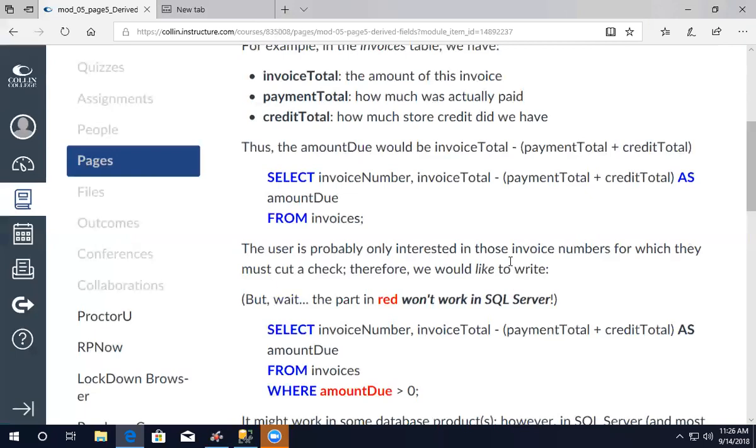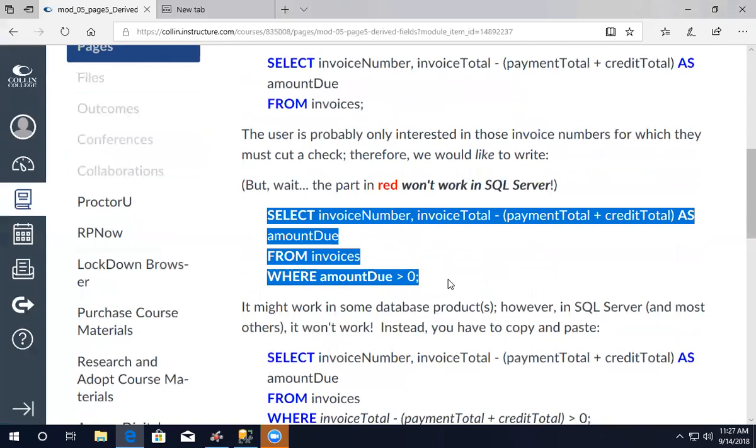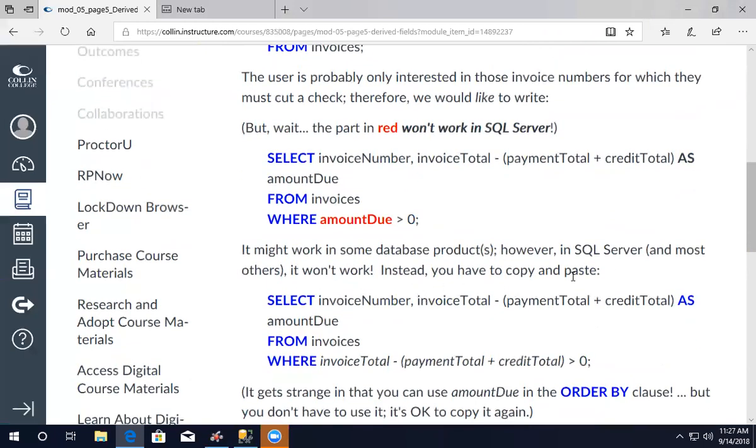Therefore, we would like to write this. And it makes sense that you would like to write that. And it makes sense to me that it should work. And you go, well, why doesn't it work? And there is an answer to why it doesn't work. It might work on some database products. However, in SQL Server, and most others, it won't work. So copy and paste is your friend. You have to copy this, and it goes down in the where line, where paste is greater than 0.